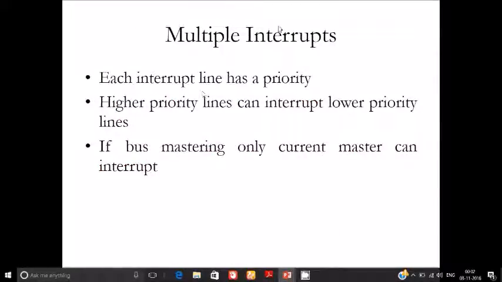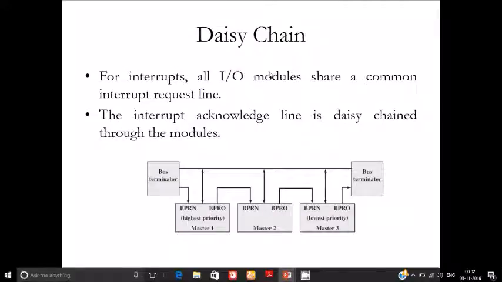Now multiple interrupts. Each interrupt line has a priority, so high priority lines will interrupt before low priority lines. With bus mastering, only the current master can interrupt. So let's go through the multiple interrupt techniques, starting with the daisy chain.